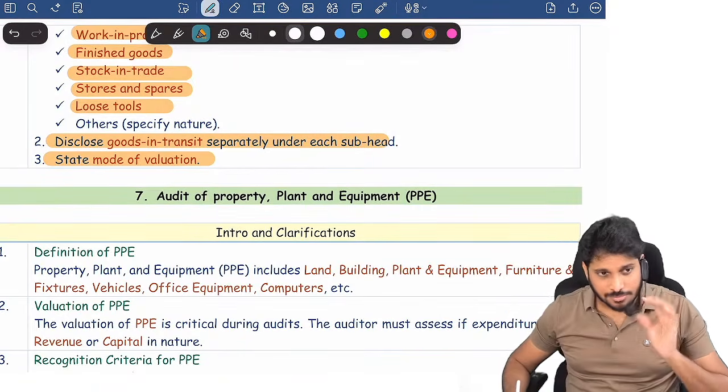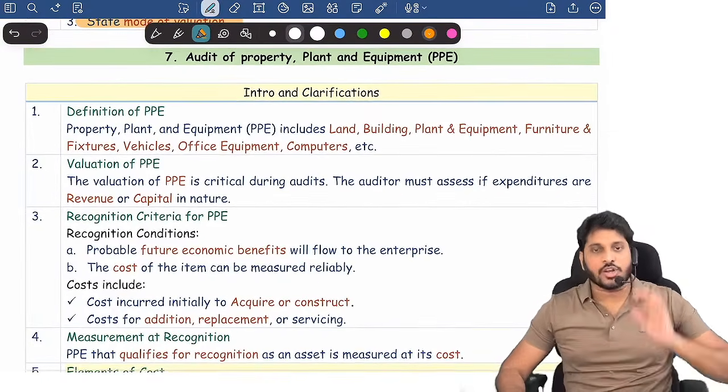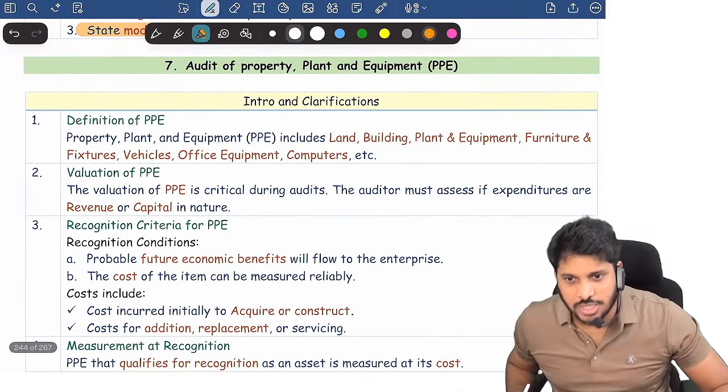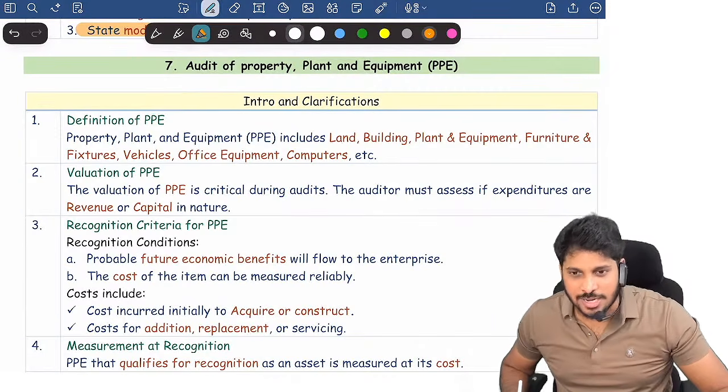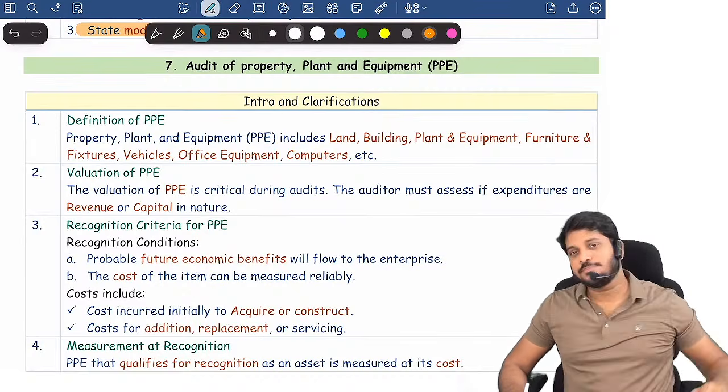That's it, guys. I hope until now everybody is clear. Guys, just reply whether you're all clear until now. Inventory, done with inventory. Comment below.